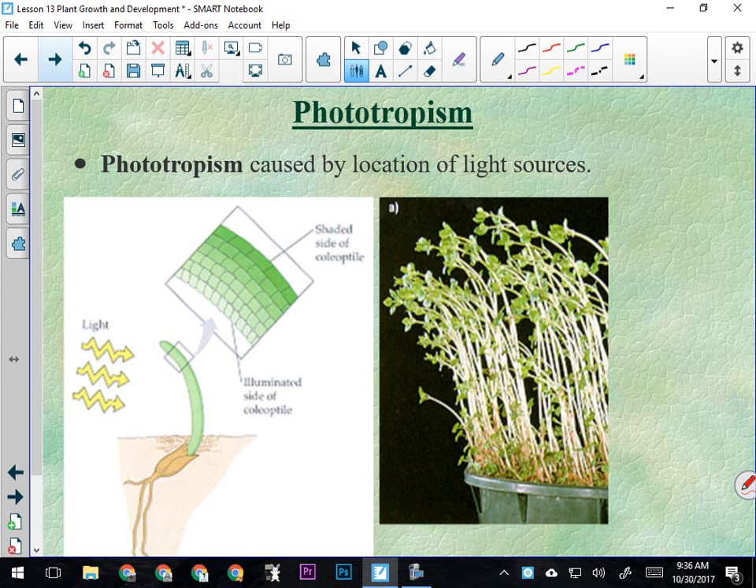Phototropism is caused by the location of light sources. Now, we can see here, kind of zoomed in, here's our light source coming in this direction. So the cells on this side are getting lots of light, but the cells on this side are not. So we want to grow towards the light. You can see that the cells on the back side, the side not getting the light, are longer, whereas the cells in the front are short. These ones here are getting more auxins, and that's making them longer. And that'll create kind of a tension in the plant that forces it to curve.